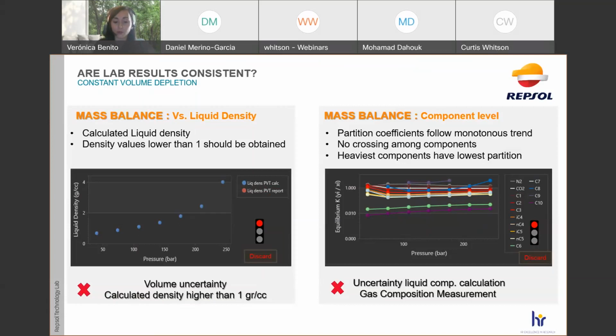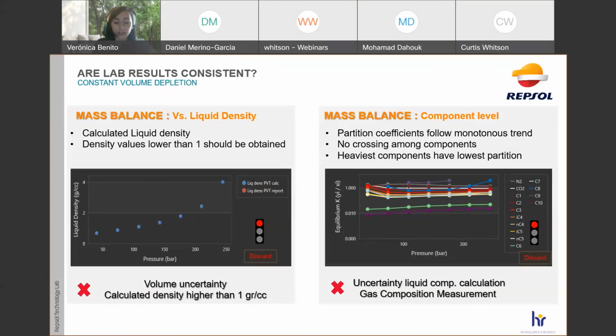So the calculated liquid density value should be lower than 1 gram per cubic centimeter, which is the density of the water. Here you can see, for example, a case where the calculated liquid density is reaching a value up to 4 grams per cubic centimeter, no? In many stages, which is not physically realistic. That means that there is a volume uncertainty affecting the density calculations.